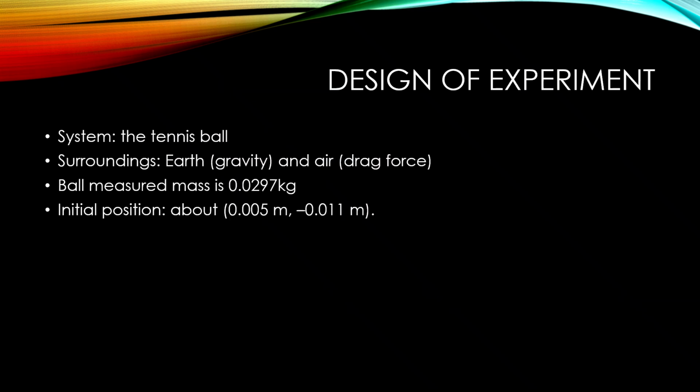For my system, we have the tennis ball, and for my surroundings, we have Earth's gravity and the air, or drag force. The ball had a measured mass of 0.0297 kg. Its initial position was about 0.005 meters in the x direction and negative 0.011 meters in the y direction. I used Tracker to mark the position frame by frame. The axis was aligned with my initial throw, which set the release height to be about 0 meters. Initial velocity came from Tracker data and was used in the code as the starting value.